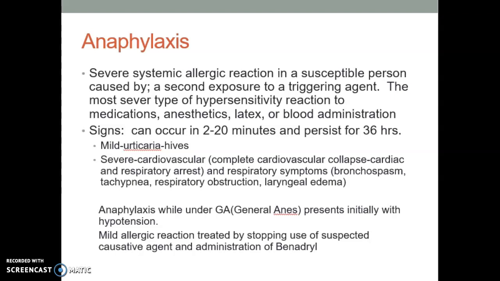The most common neuromuscular blocking agent that causes this type of allergic reaction is acetylcholine. A neuromuscular blocking agent is the most common. Signs occur really fast, within 2 to 30 minutes, and they can last up to 36 hours. Patients can present with hives and again show signs of cardiac arrest through their vitals, hypotension, and respiratory distress.